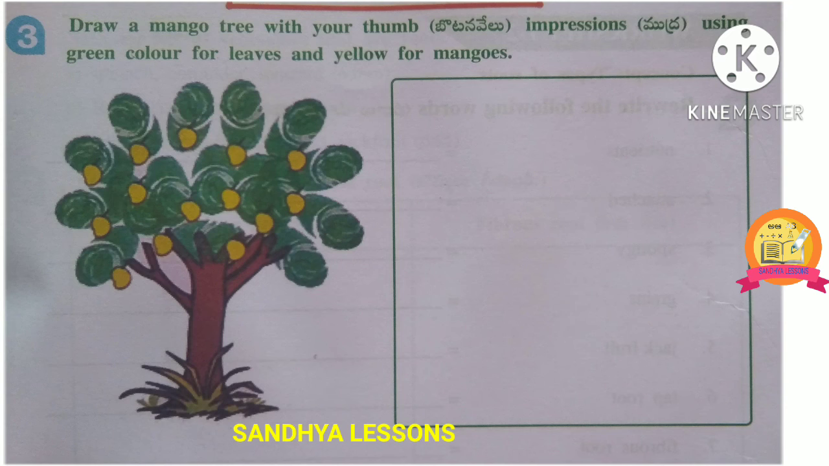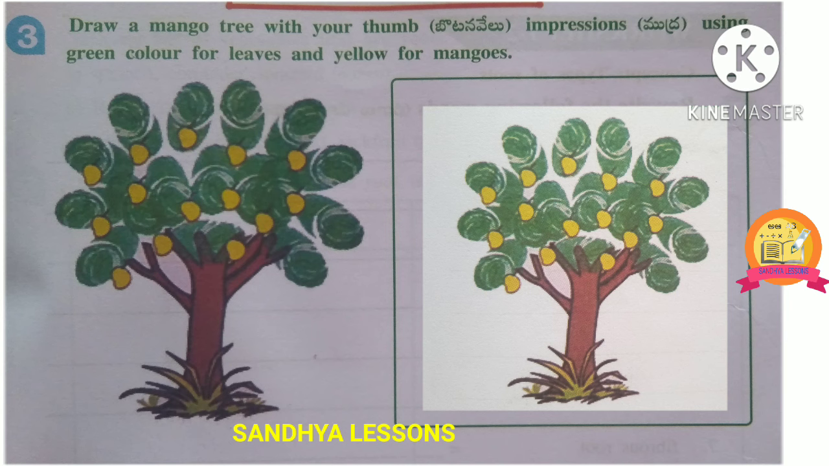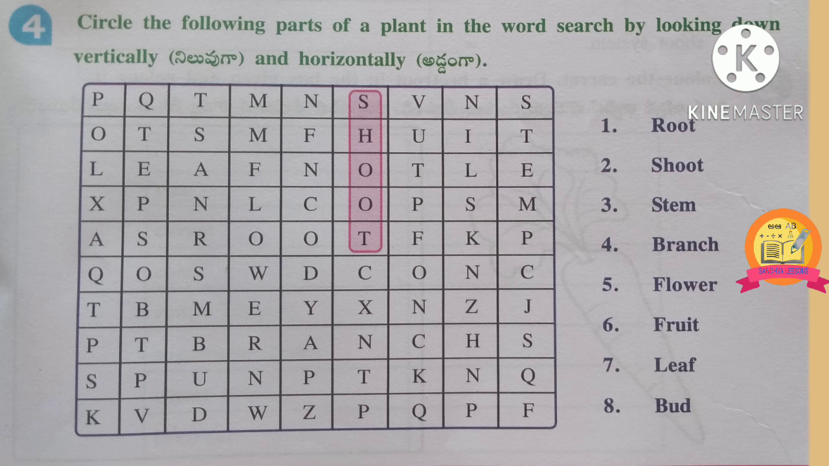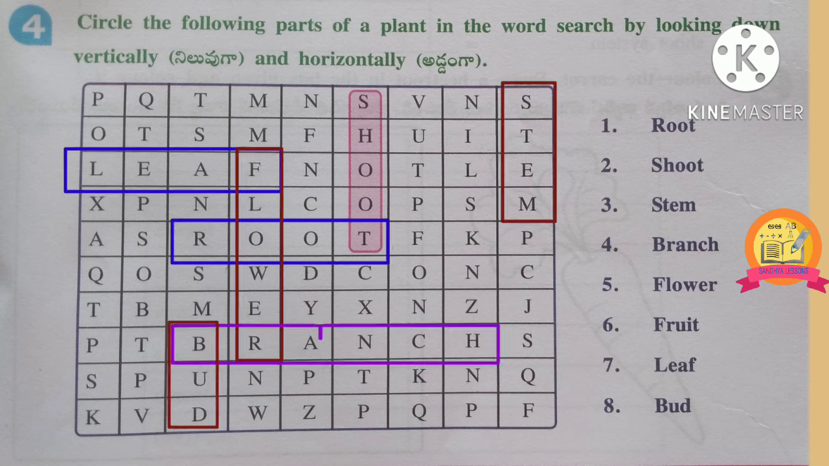Third Roman, draw a mango tree with your thumb impressions, using green color for leaves and yellow for mangoes. Fourth Roman, circle the following parts of a plant in the word search, looking down vertically and horizontally. Given words are root, shoot, stem, branch, flower, fruit, leaf, bud.